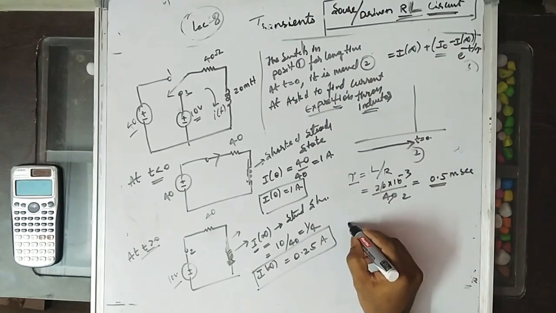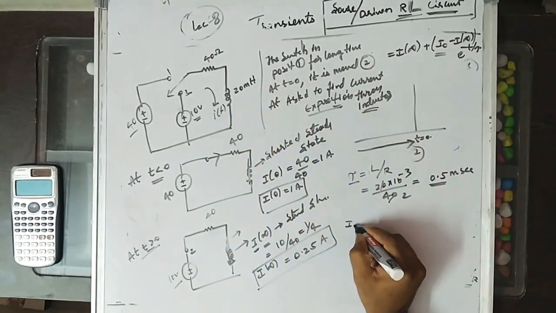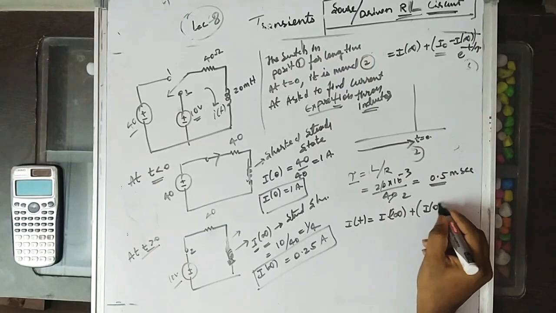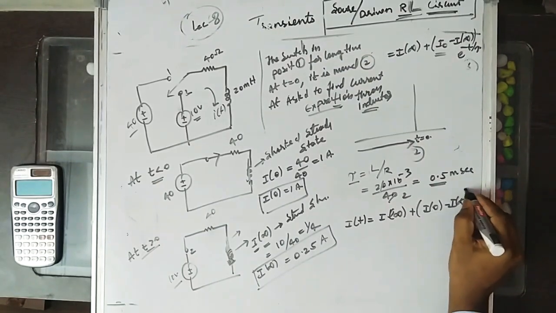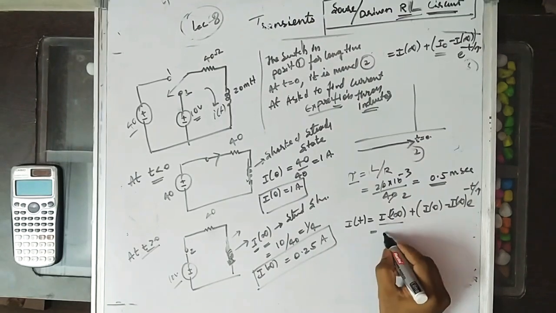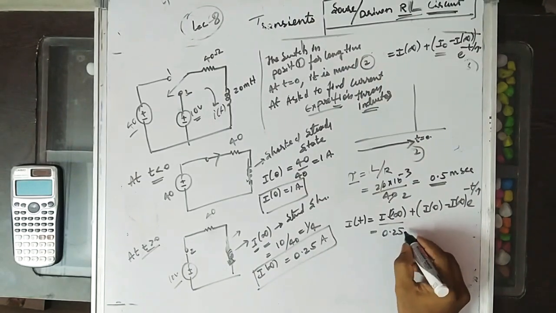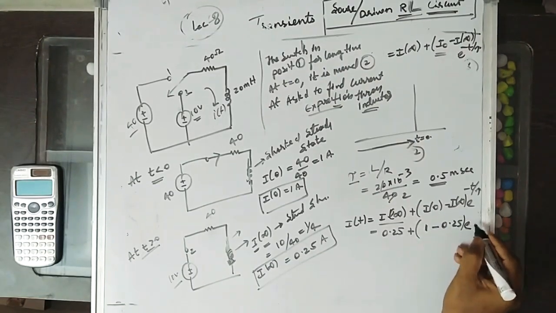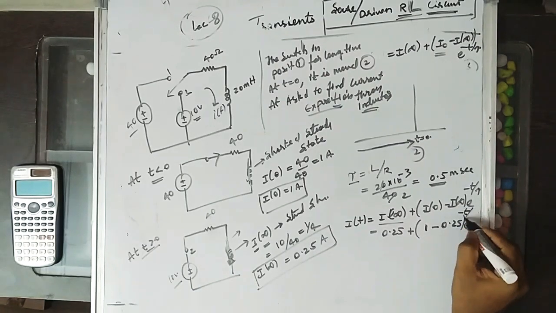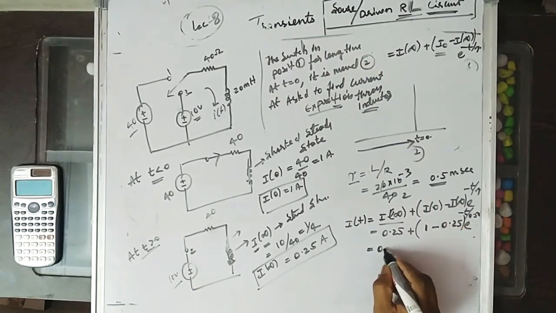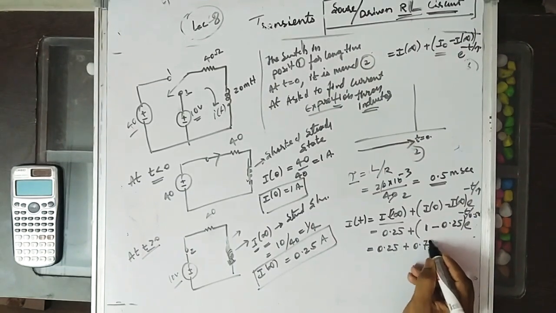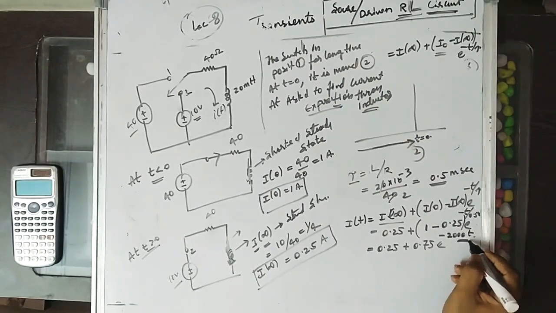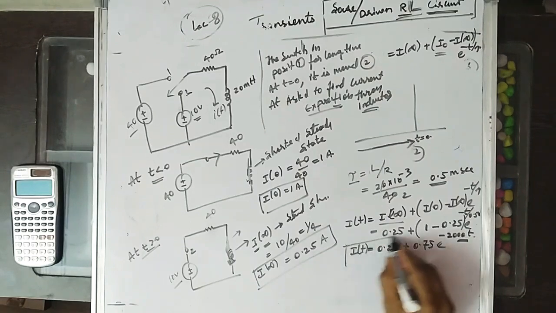So now the expression: current I of t can be written as I of infinity plus I of 0 minus I of infinity, times e power minus t by tau. So I of infinity is 0.25, plus I of 0 which is 1 minus 0.25, times e power minus t by 0.5 milliseconds. That becomes 0.25 plus 0.75 into e power minus 2000 t. So this is the final expression you were asked for.